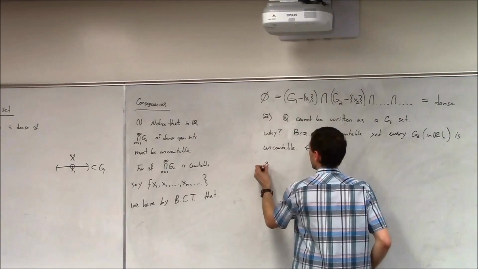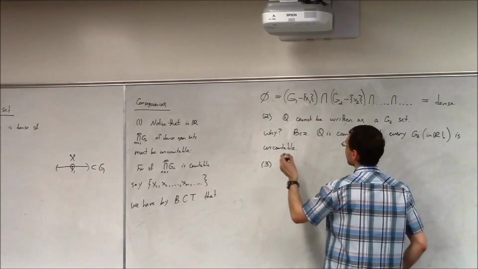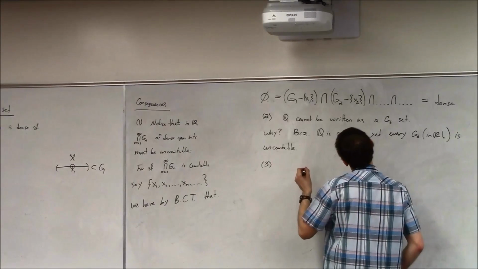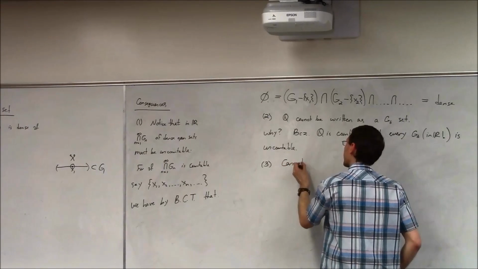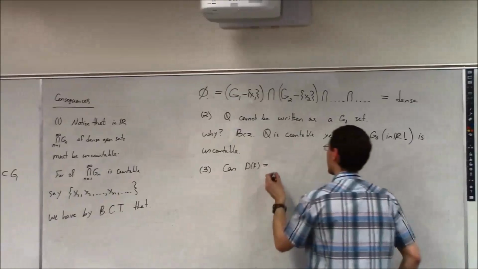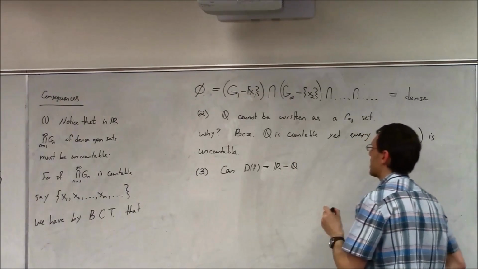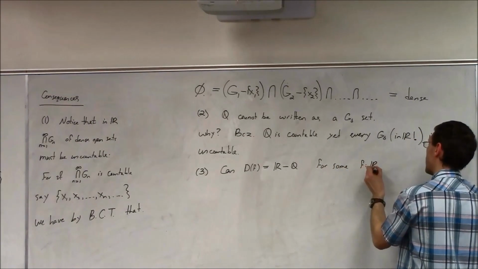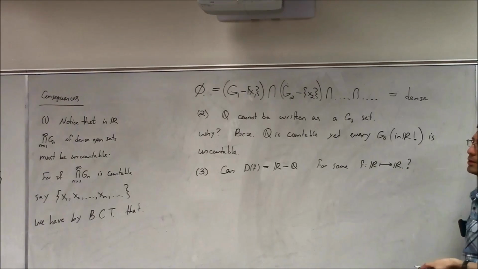So consequence that follows from it, number 3. Consequence 3 is, let me ask it as a question. Can D_f be equal to R minus Q? Can it ever be the set of irrational numbers for some f from R to R? Why or why not?